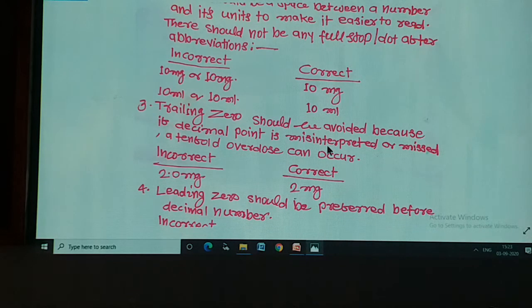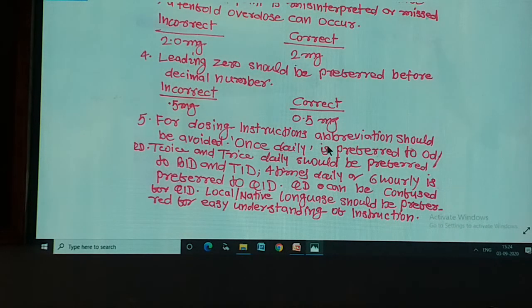Another point, the fourth point, is that a leading zero should be preferred before a decimal number. Incorrect is .5 mg on the left side. Correct would be 0.5 mg. On the right-hand side is the correct method.